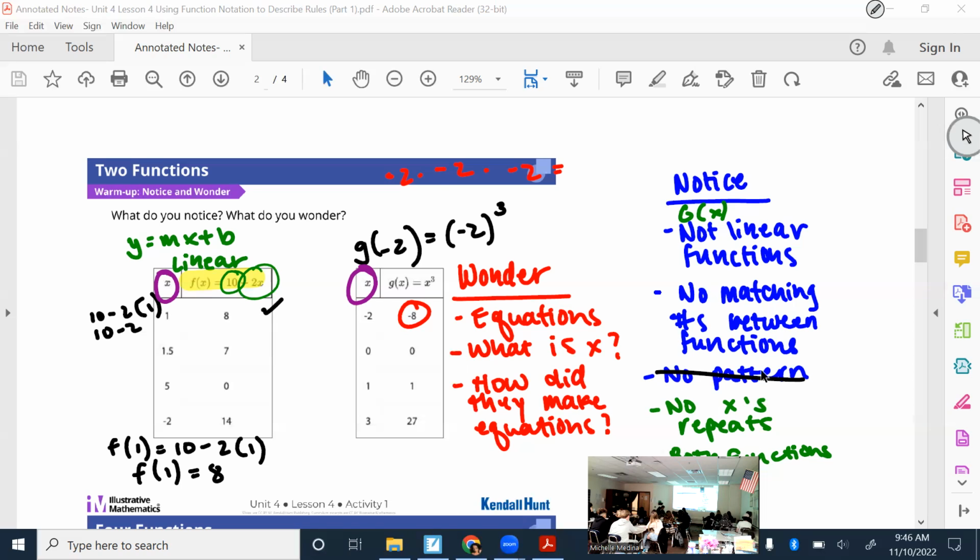They also said that there was no pattern, which as you can see, we crossed it off because there is a pattern. All right, maybe not one that you could visually see without this being there, but this is the pattern. For each input, for each x, they are timing it by -2 and then subtracting it from the 10. All right, so that's what this is, the pattern.